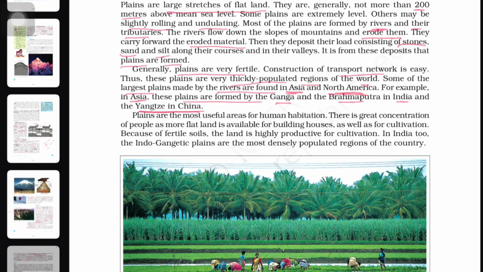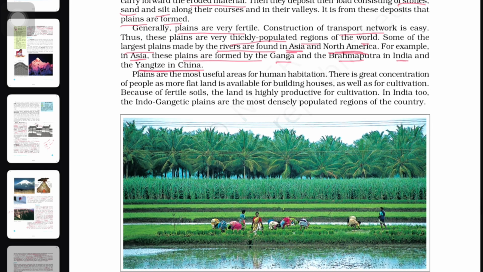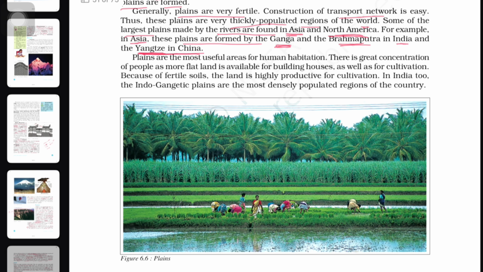So several examples are mainly in Asia and North America. Like in Asia, if you see, the Ganga and Brahmaputra plains are the famous ones, and in China, the Yangtze. Okay. So plains are useful for human habitation.